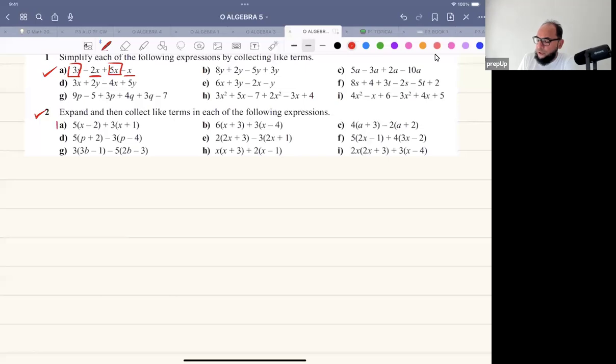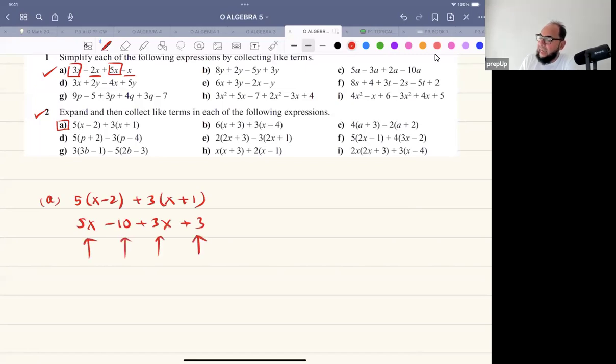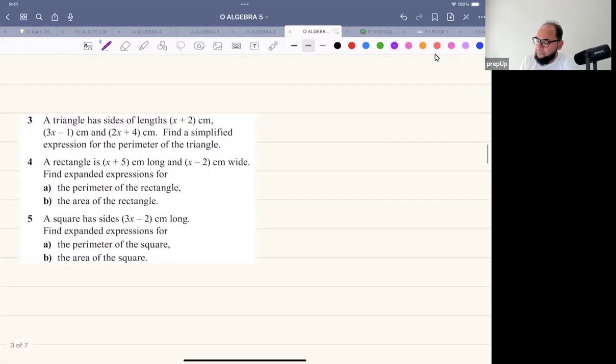Similarly, in question number 2, part A, let me just write it down. 5 times x minus 2 plus 3 times x plus 1. So this is 5x minus 10 plus 3x plus 3. Add the apples to the apples, the oranges to the oranges, the x term to the x term, the constants to the constants. So this is 8x and minus 10 plus 3, that comes out to be negative 7. So that's the working for this one.